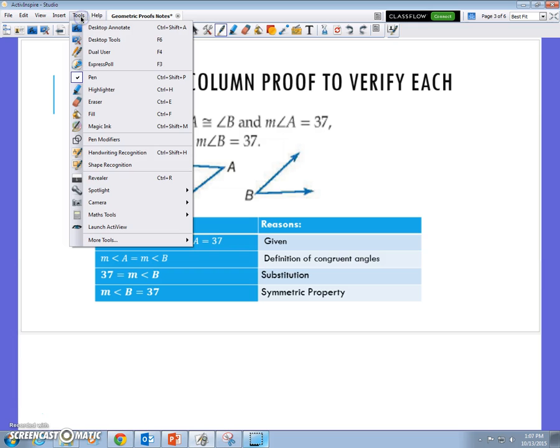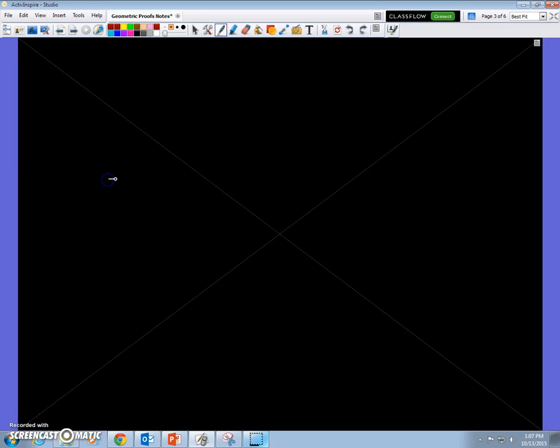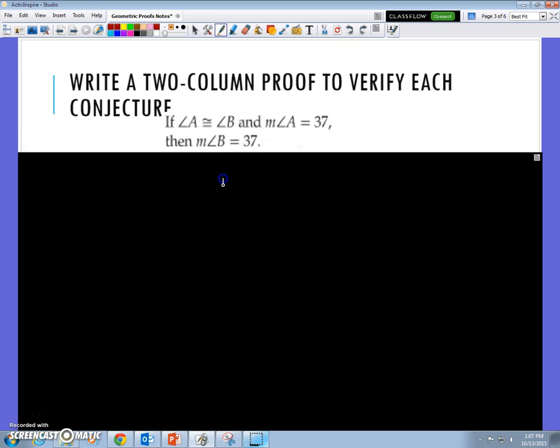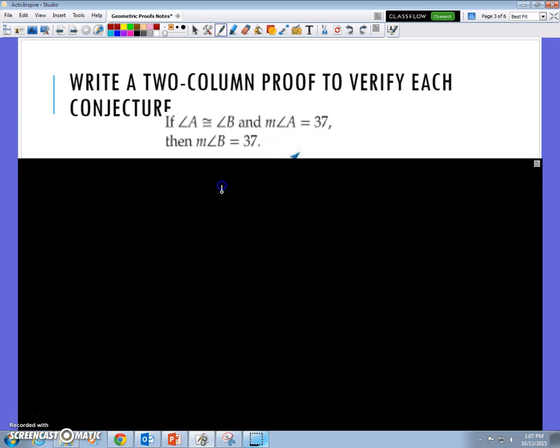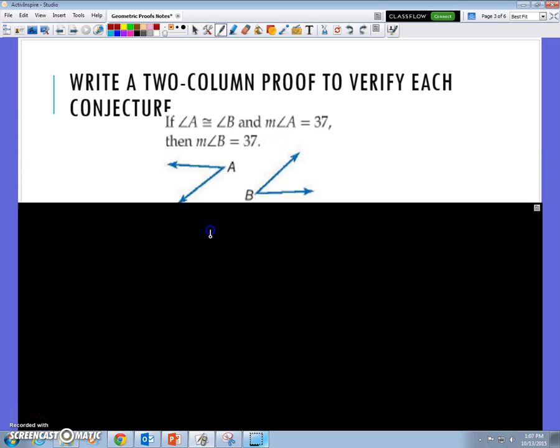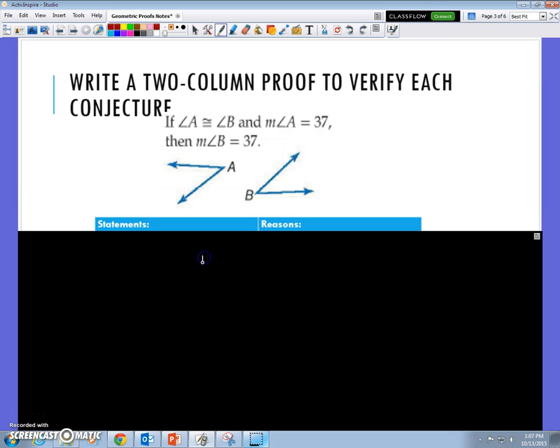Okay, what I'm going to do here is this. No peeking. Let's see here. We're going to look at this. What we're going to do is prove this conjecture. And that's about as far as I want to go.